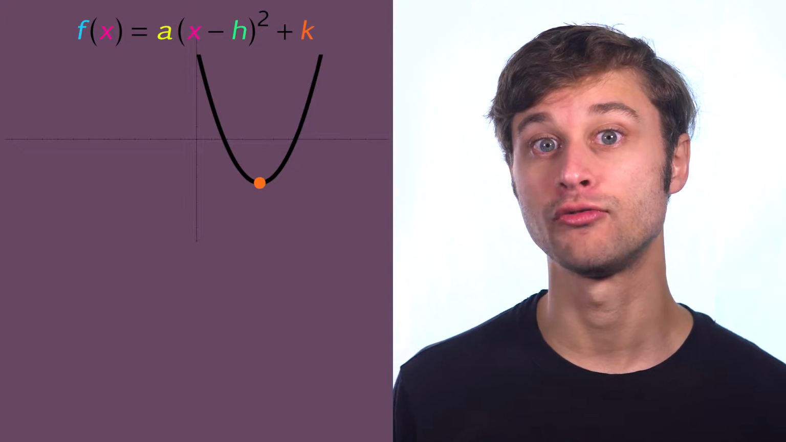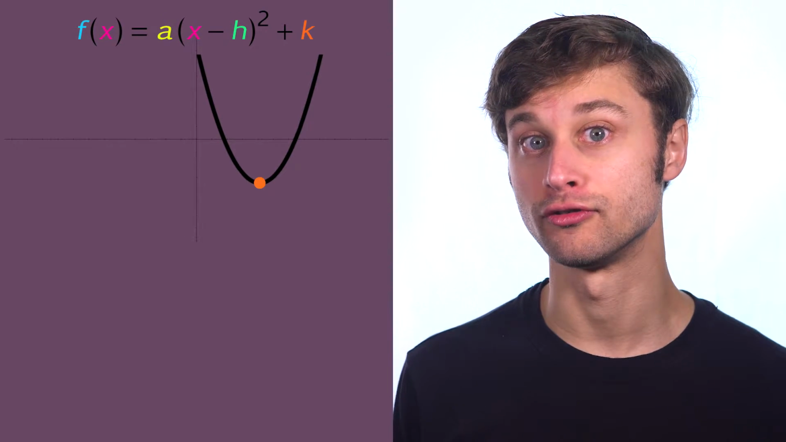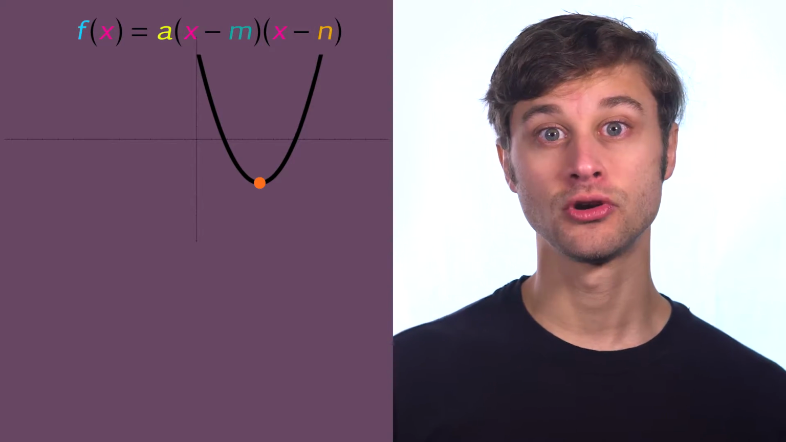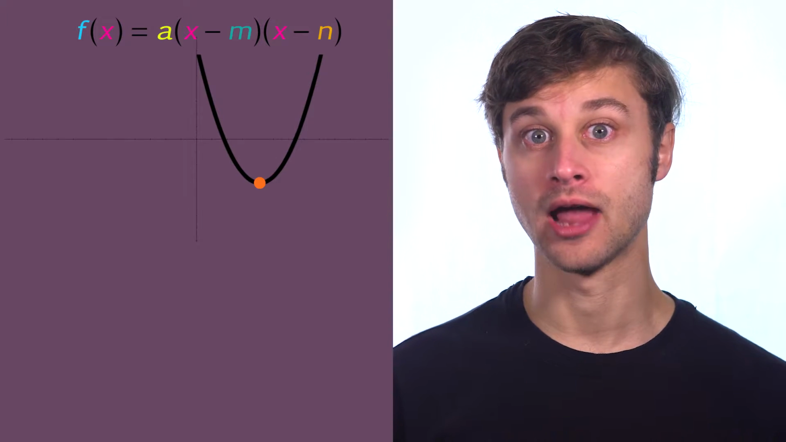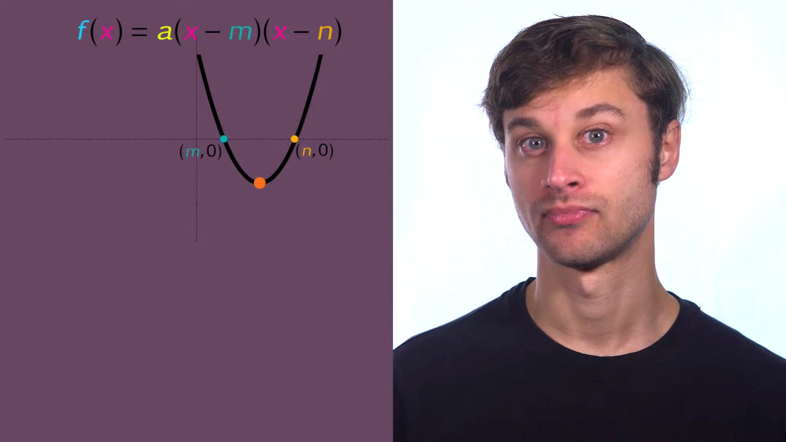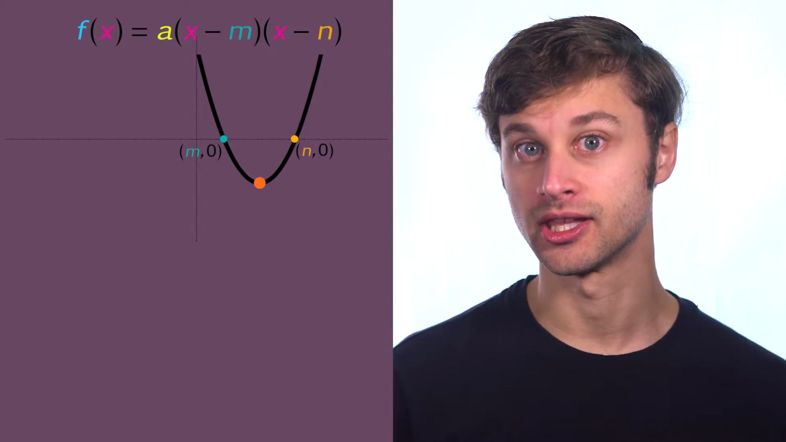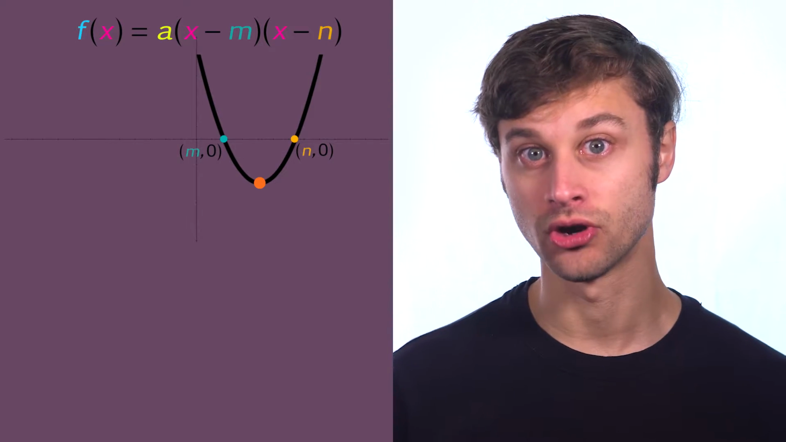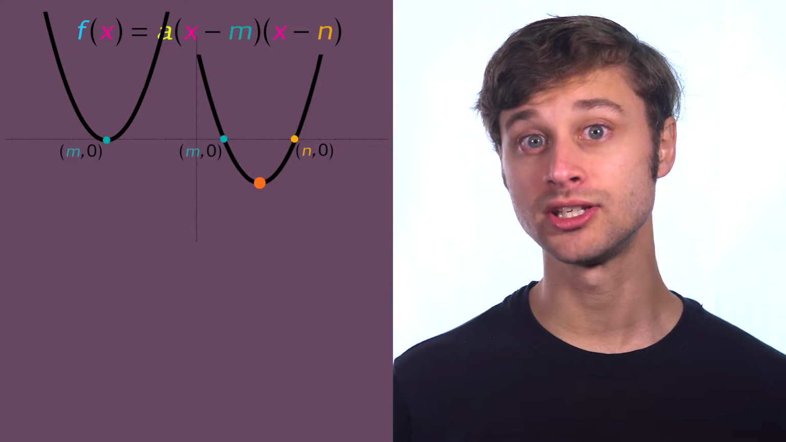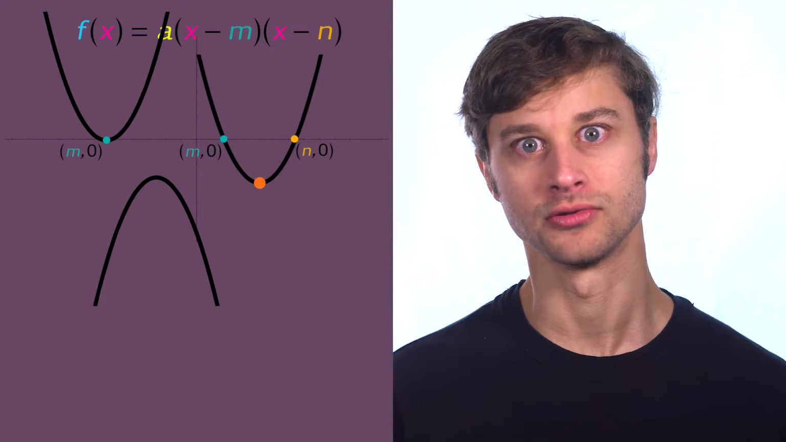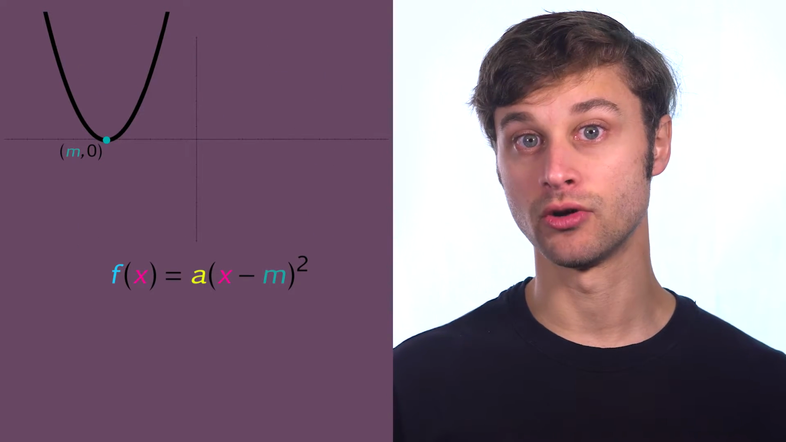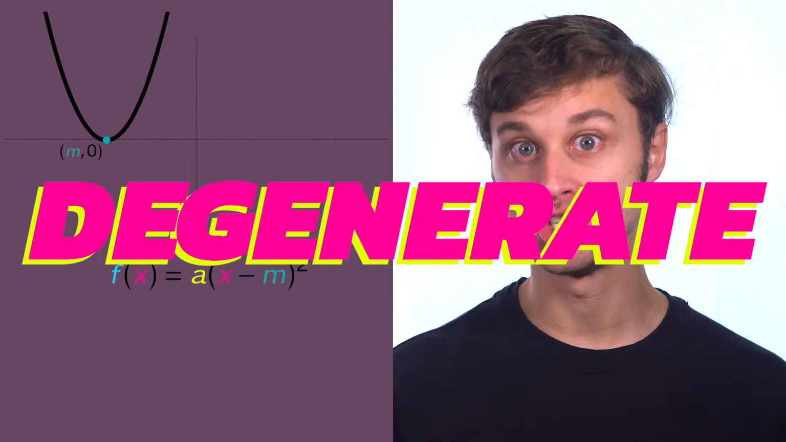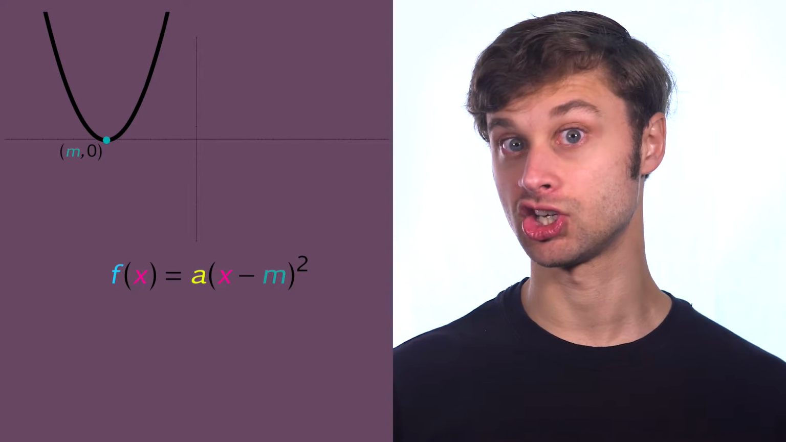Okay, what about the x-intercepts? As we saw before, if we are able to put this into factored form, then the zeros just fall right out of that form. They are m and n. We can also use the quadratic formula to find our zeros. Not all quadratic functions have zeros. Some have 2 zeros, some have 1 zero, and some have 0 zeros. In the case of only 1 zero, that zero is said to be degenerate. It repeats within the function.